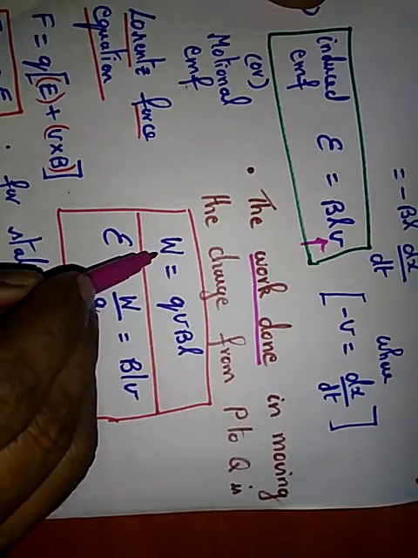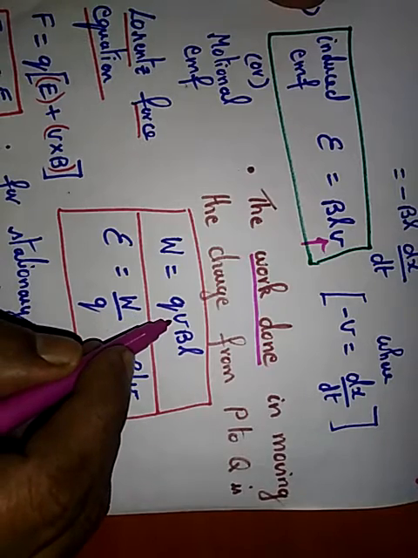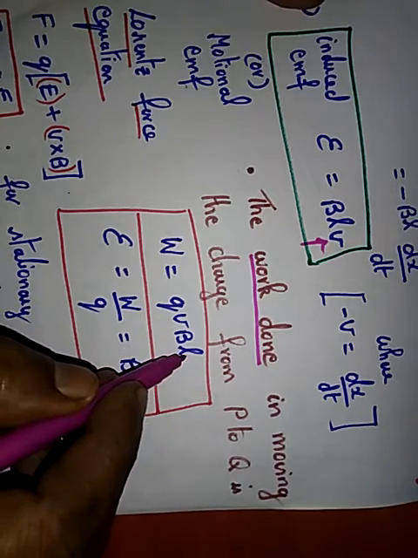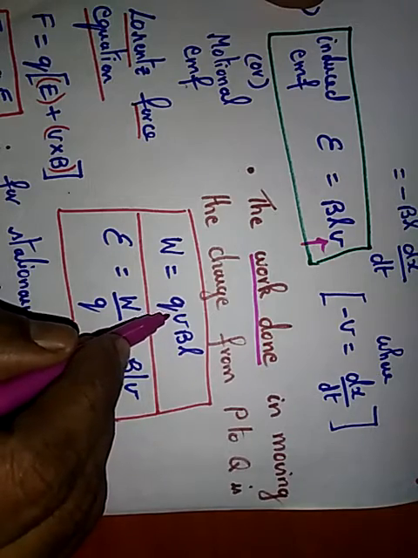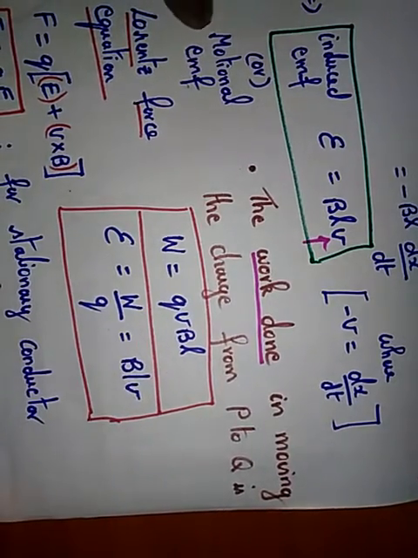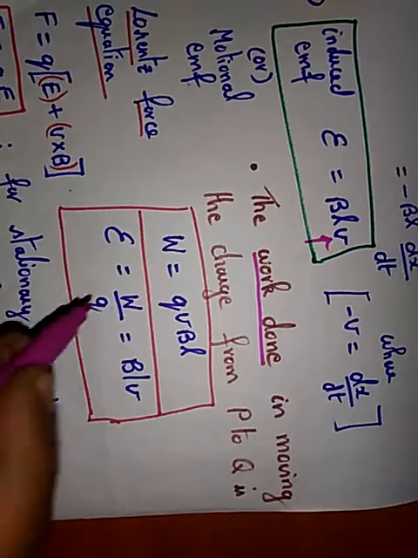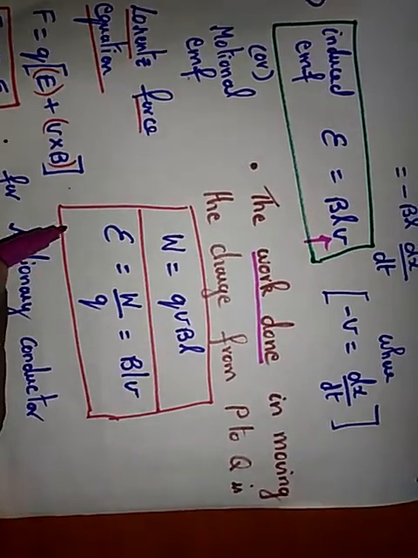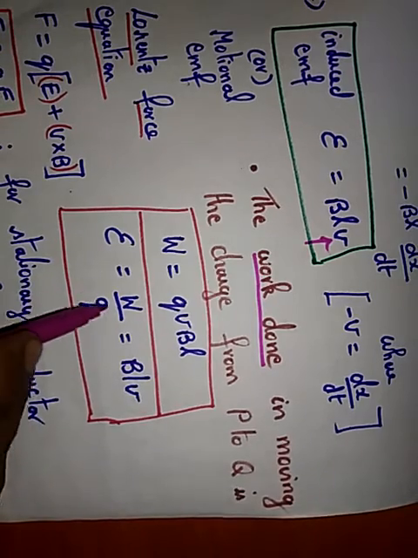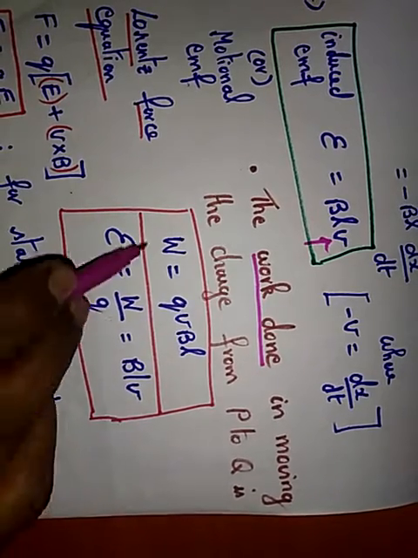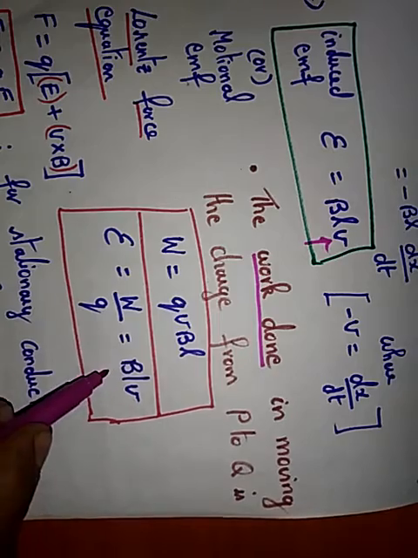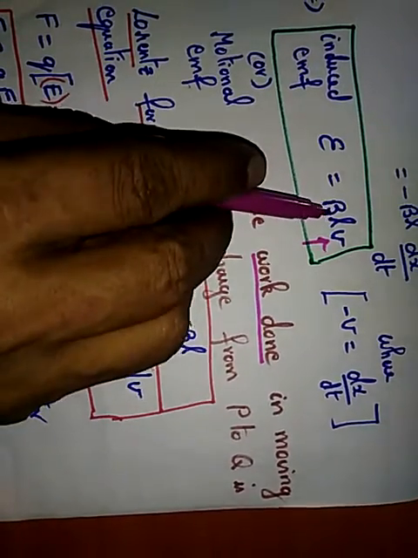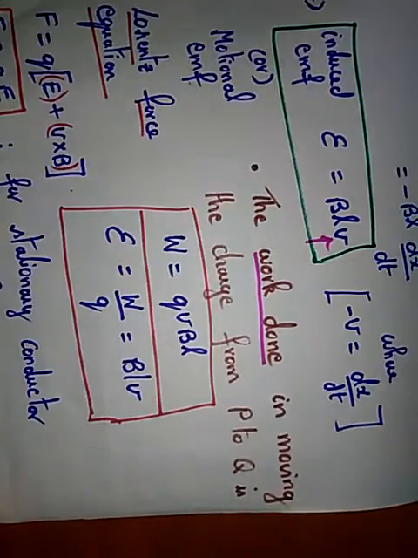That means the work done will increase if velocity increases, magnetic flux density increases, and the length increases, because the charge is going to have a fixed value. Therefore the induced EMF is equal to work done by charge, W by Q. Bring this Q this side and you will have BLV. Now compare this term and the earlier term, both are the same.